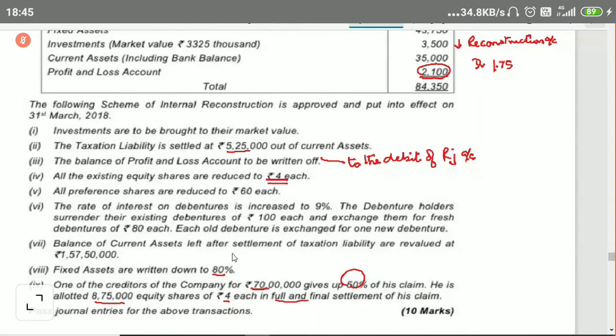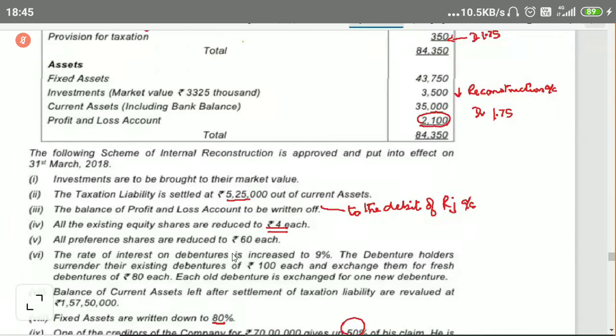So there are 9 adjustments, passing only journal entries. That's why it's a 10 mark sum. But we will also try to do the balance sheet so that you get practice. If it has a balance sheet, it will be either 15 marks or 20 marks.